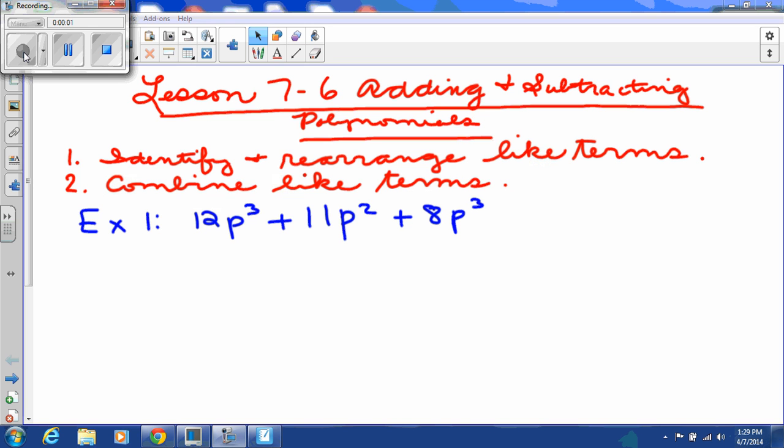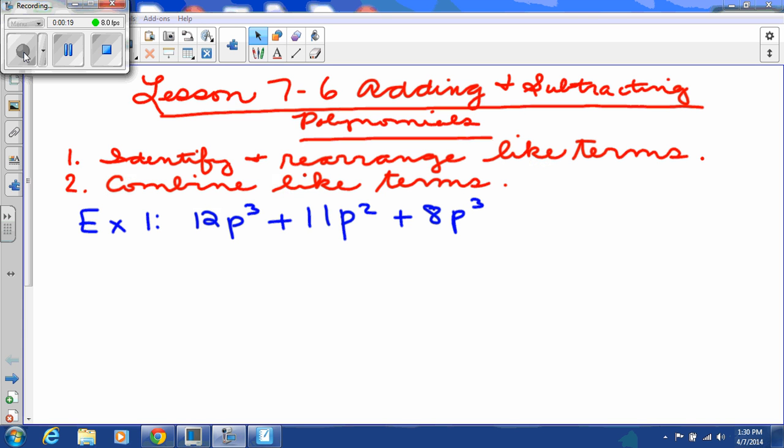In this lesson, we will be applying our knowledge of like terms and adding and subtracting to add and subtract polynomials. The two things to remember when you're adding and subtracting polynomials are to identify and rearrange your like terms and to combine your like terms.